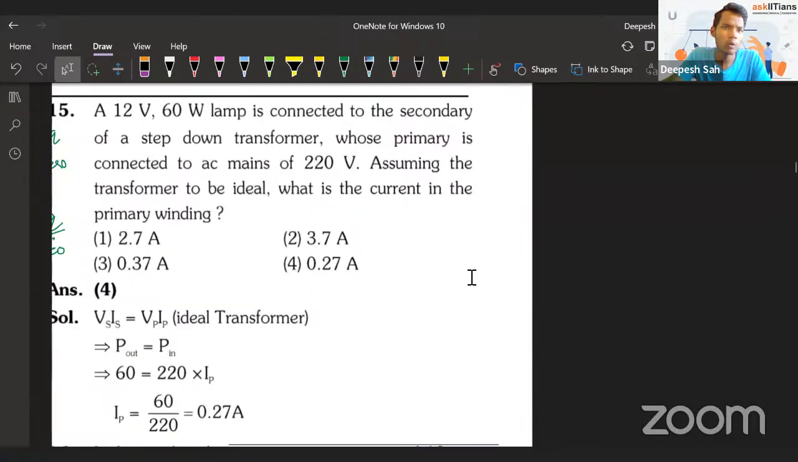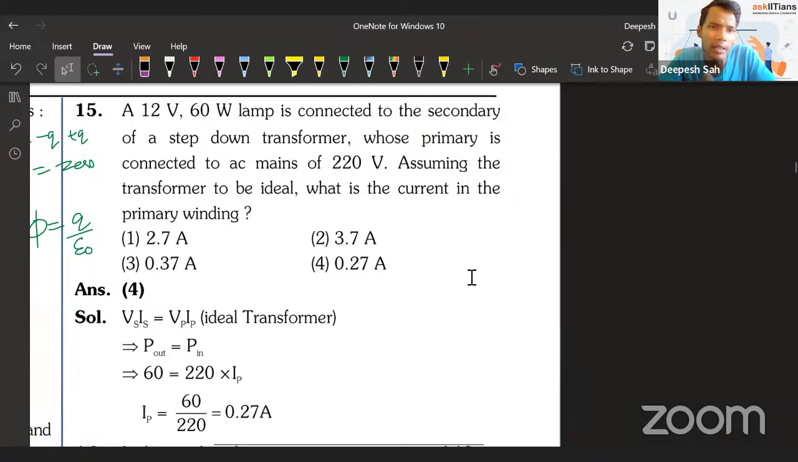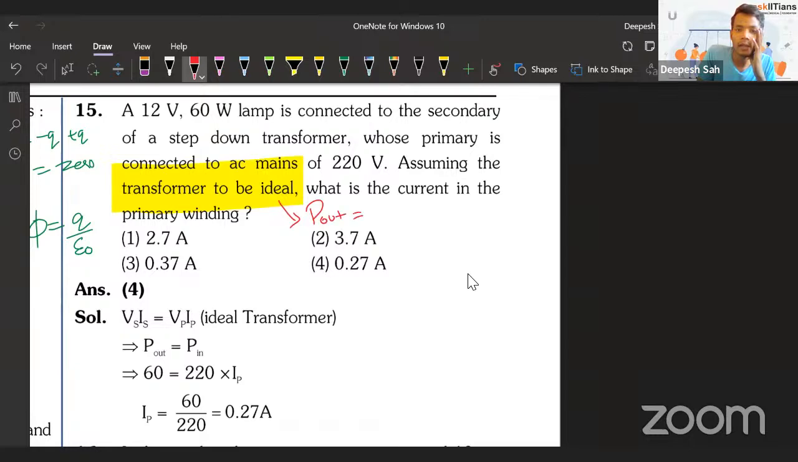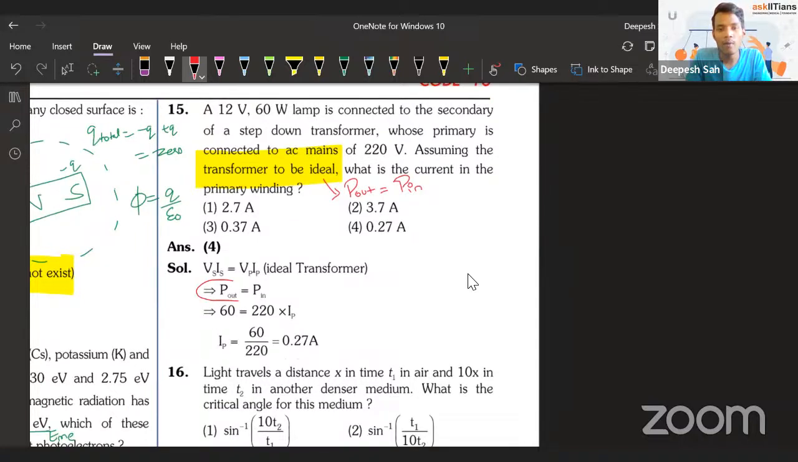Question number 15. A 12 volt, 60 watt lamp is connected to the secondary of a step down transformer whose primary is connected to 220 volts. Assuming that the transformer is ideal. This is the most important part, everyone. Whenever it is written that the transformer is ideal, it means that the output power and input power are equal to one another. So VI for secondary equals VI for primary, and we already have the values, so we can just put in all the values.